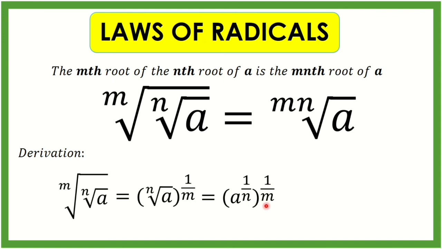And then, apply natin yung power of a power. So, pag-multiplyin natin yung mga exponent. So, we have A raised to 1 over M times N. So, 1 times 1, that is 1. N times M is equal to Mn. And then, transform natin itong exponential expression to radical form. So, itong Mn na denominator, siya yung magiging index, yung 1 yung magiging exponent ng A. This is equal to mnth root of A. Okay, so ganun na-derive yung ating third law.